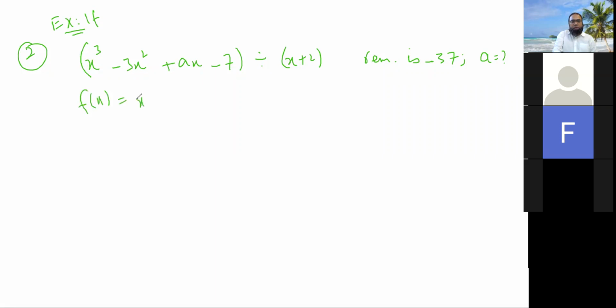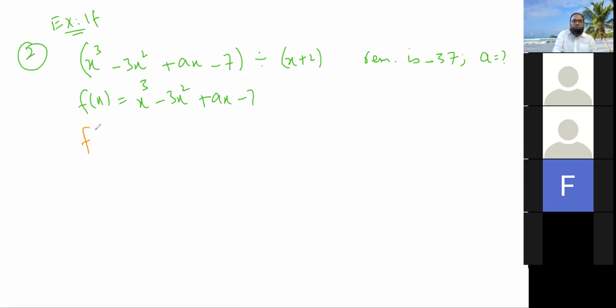This is x cubed minus 3x squared plus ax minus 7. And when I'm going to divide it by x plus 2, I will be finding f of what? f of minus 2. Yes, this should be f of minus 2. If it was x minus 2, then this would have to be f of plus 2. So now I write that this is equal to minus 37.